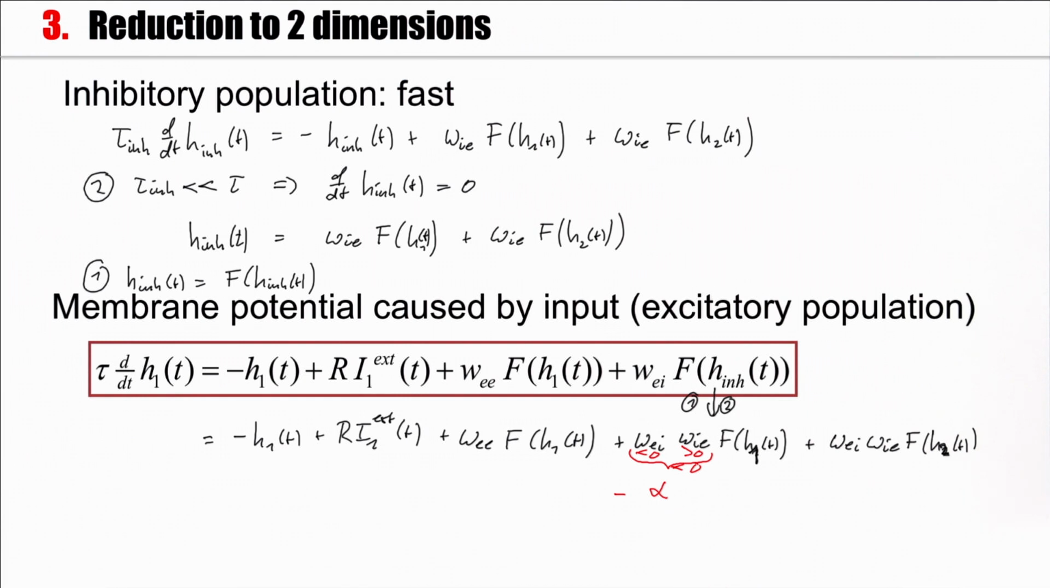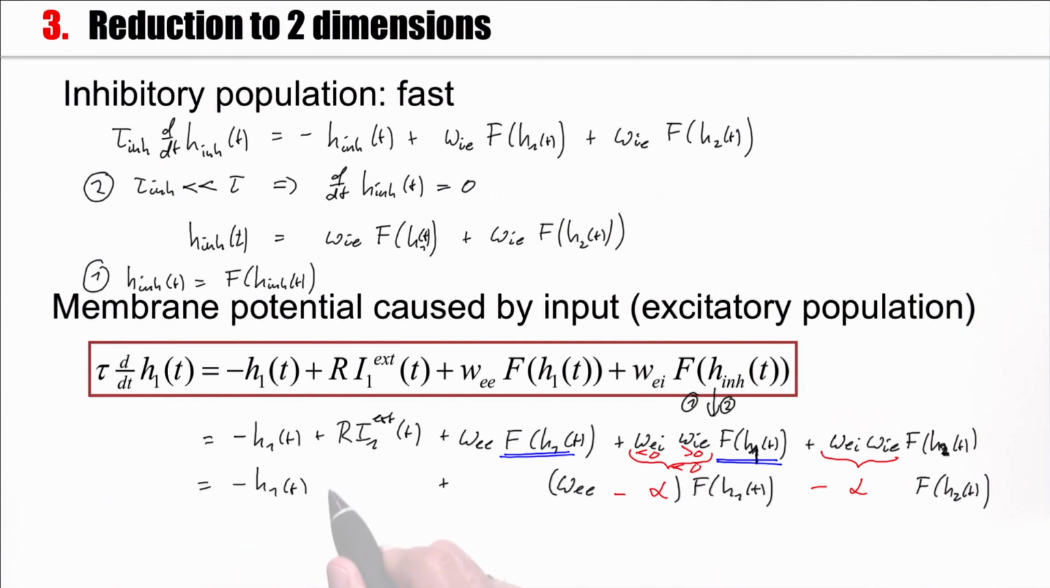Okay? Second remark, I see that I have here f of H1, and I have the same f of H1 here again. So I can sum this up. I can say I have plus WEE minus alpha f of H1 of t. And then I have here f of H2. And this is the same constant as before, so it also gives the minus alpha. I copy the rest, H1 of t.